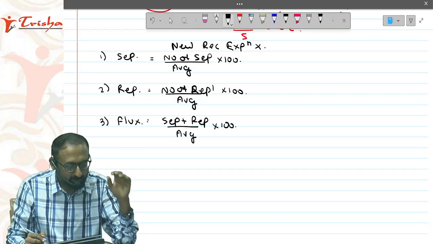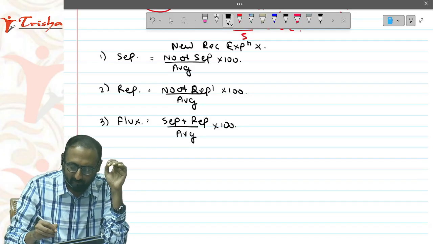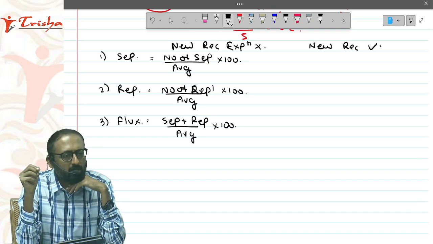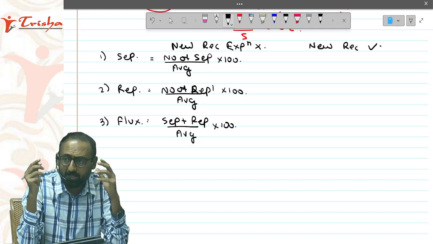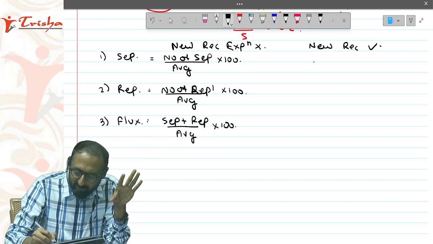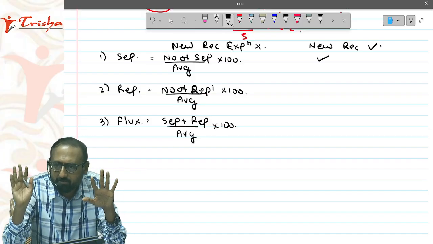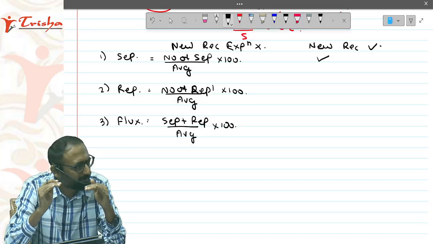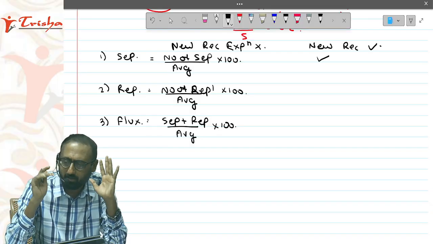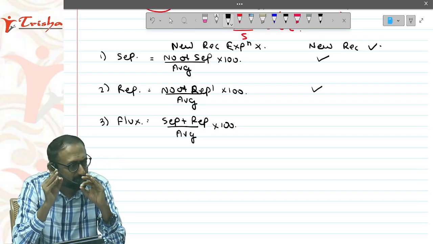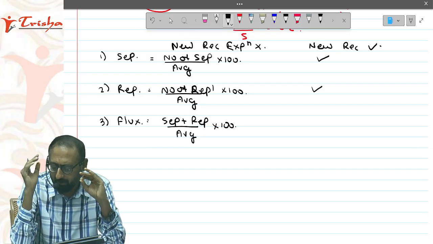But if in a question, new recruitment for expansion is given, in such a situation, the separation formula will remain as it is, no change. Number of workers separated divided by average number of workers into 100. The replacement formula will remain as it is. Number of workers replaced divided by average number of workers multiplied by 100.